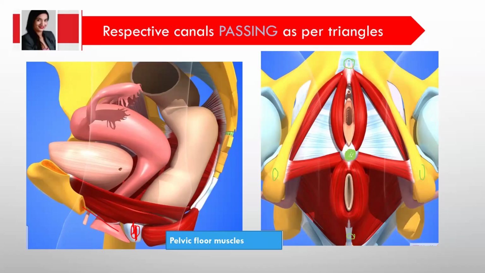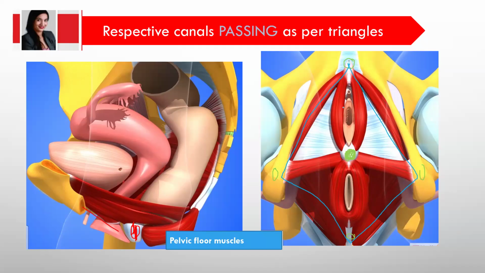When we look at this whole structure, can you see that we can form a diamond shape? If you draw a straight line from here to one ischial tuberosity, to the other ischial tuberosity, to the coccyx, and again go up, can you see this diamond? Yes. So this is how we say the pelvic floor muscle is a diamond-shaped muscle.